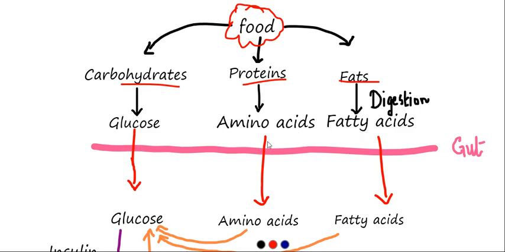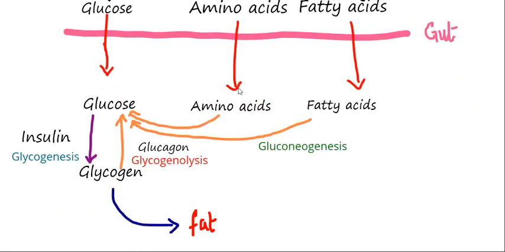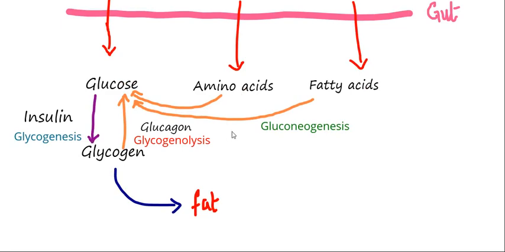All these get absorbed through the gut. In the gut we have villi, the finger-like structures, which we'll study in the digestion chapter. In them there are capillaries, and these capillaries absorb the glucose, amino acids and fatty acids, and pass them into the portal circulation of our blood. Now all these are present in our blood already.